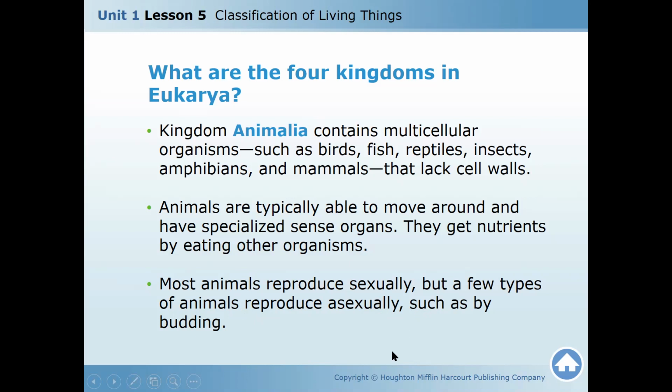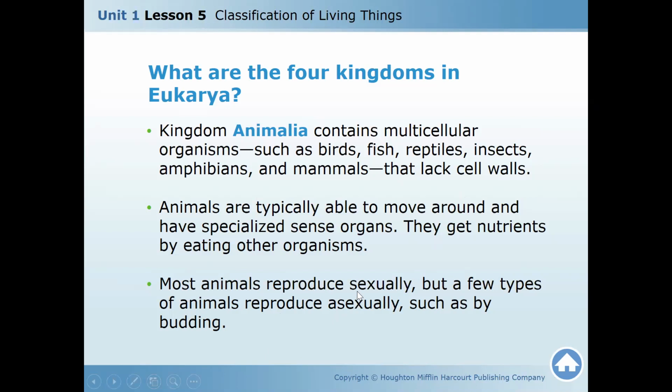Such as by budding. Girls, when I say budding, do you remember vegetative budding? I showed a potato to you. Yes, that is like budding. That is called asexual reproduction. I can give you an example also. Some of the fishes don't reproduce sexually. They reproduce asexually.